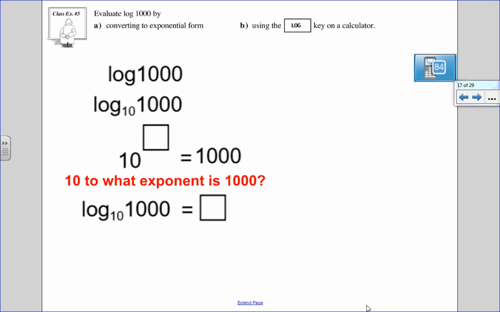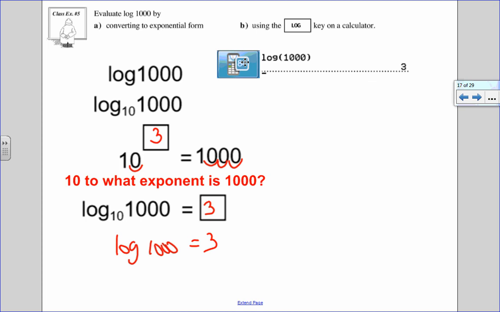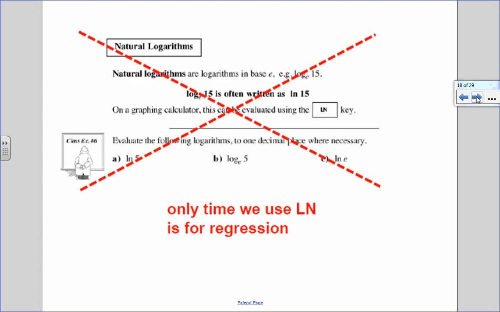A neat little rule happens with powers of tens, because of the zeros. It's 10 to the exponent of what? You just count how many zeros there are, and that's 3. So 10 cubed equals 1,000. That means log base 10 of 1,000 is 3, and I can even just say that log of 1,000 equals 3. Now I can also use the log key on my calculator to evaluate it, and I can see that it does in fact equal 3. So you can always use that log key if you have a common base of 10.